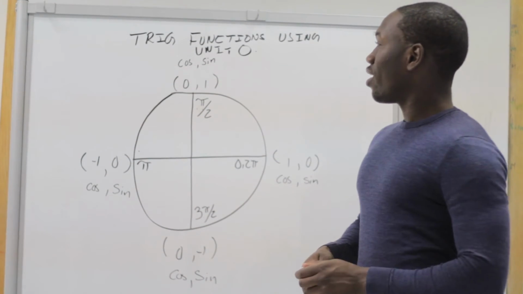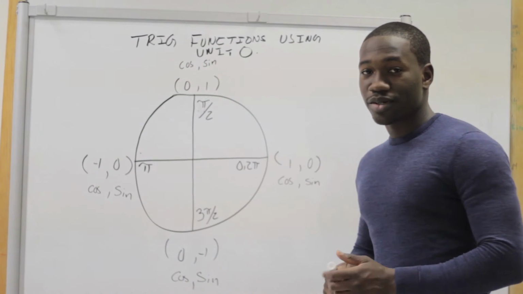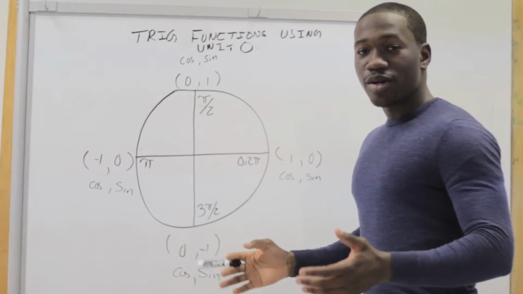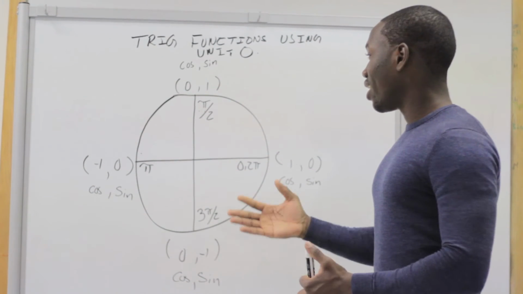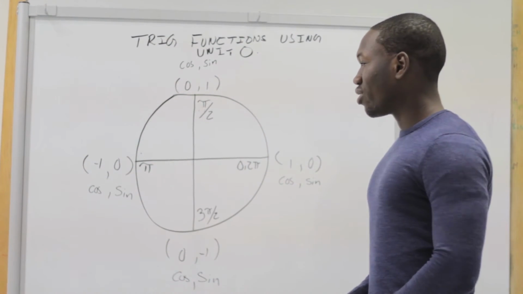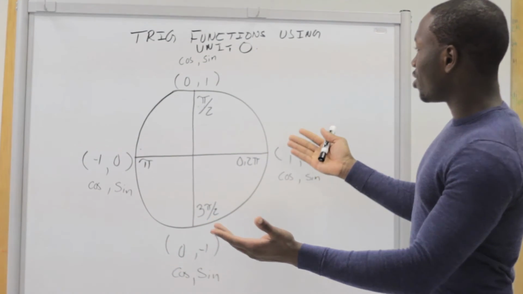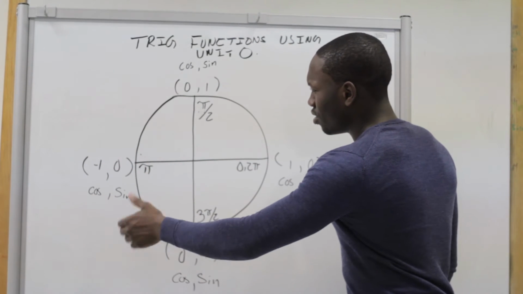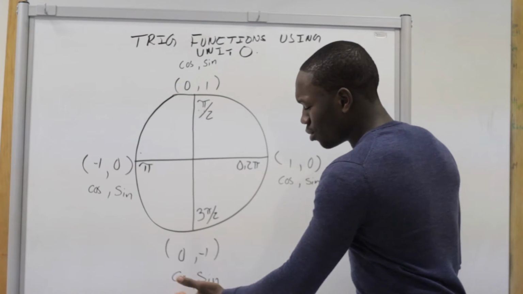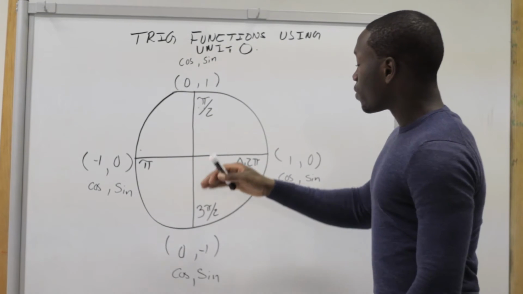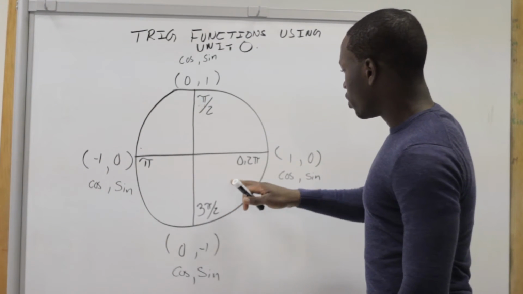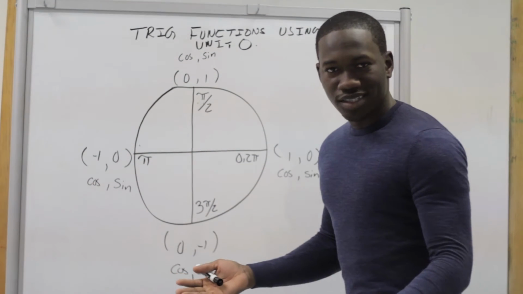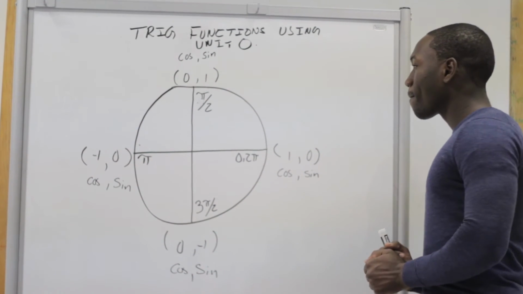Hello. Today we'll be evaluating trig functions using the unit circle. This is not the complete unit circle, but it's enough for me to get the point across and show you exactly how you utilize this unit circle to evaluate trig functions. You're looking at this unit circle, you see 0, 1, 1, 0, 0, negative 1, negative 1, 0, and underneath you see cosine, sine, and so on. You have pi over 2 over here, 0, 2 pi, 3 pi over 2 and pi. What does all this stuff mean? I'm going to explain it to you right now.